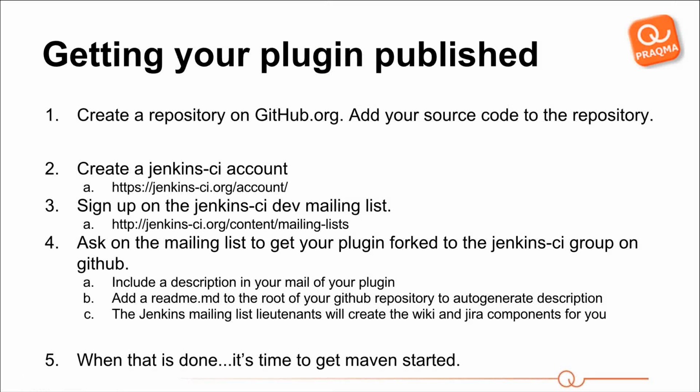Once you've created a Jenkins CI account and it's been verified by a lieutenant, you sign up on the Jenkins CI mailing list. Once you've signed up, you ask on the mailing list to get your plugin forked to the Jenkins CI group on github.org. What will happen then is that they will usually create a Jira component for bug reporting for you, and they will create a wiki page for you. Just be patient, because there's a number of lieutenants on the development list who can do that for you.